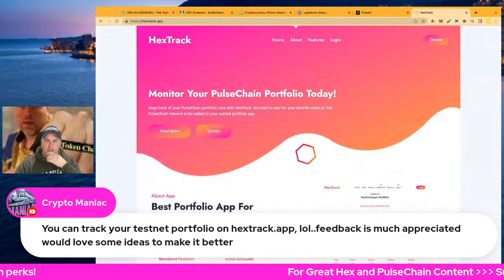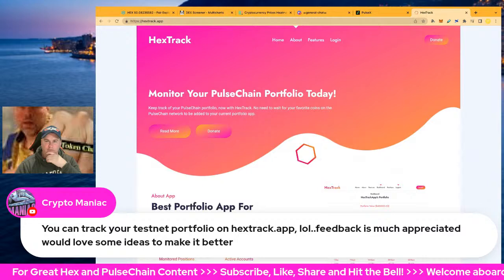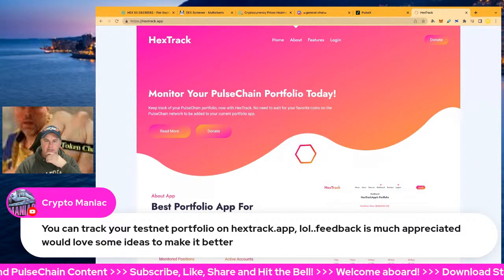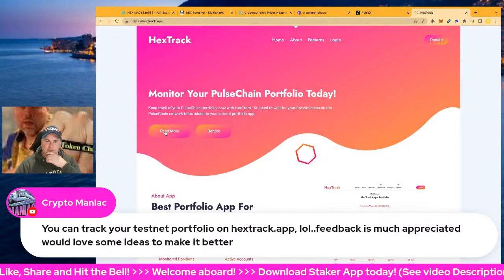So monitor your Pulsechain portfolio today. Keep track of your Pulsechain portfolio now with Hextrack. No need to wait for your favorite coins on the Pulsechain network to be added to your current portfolio app. Read more and donate. Nice.